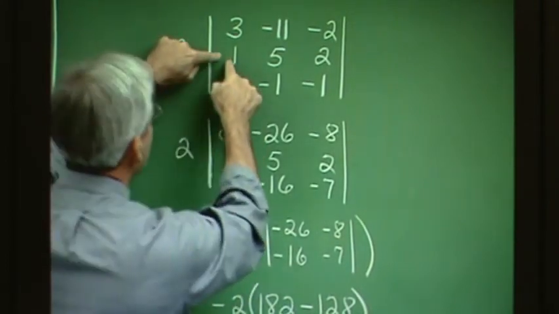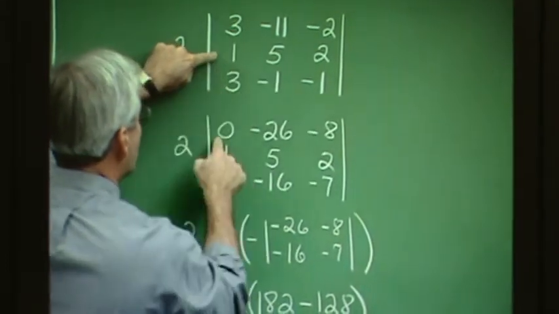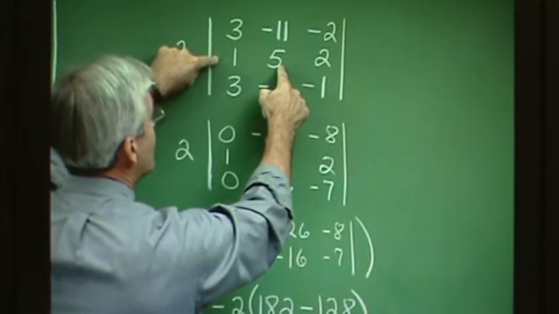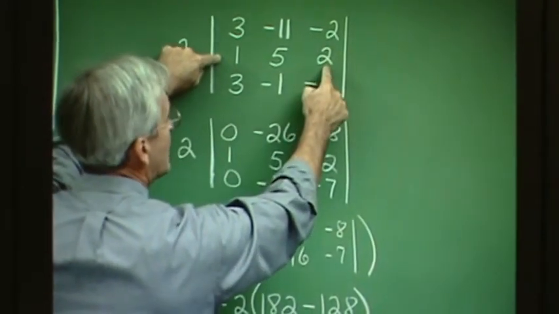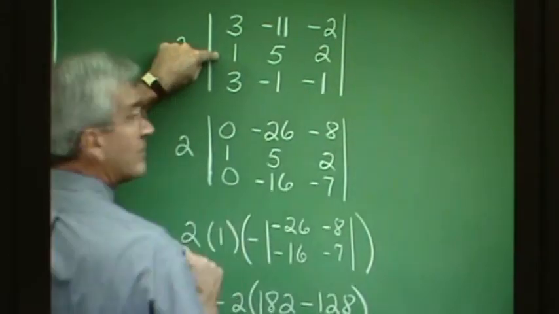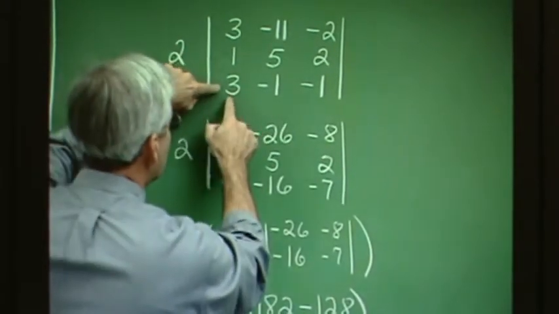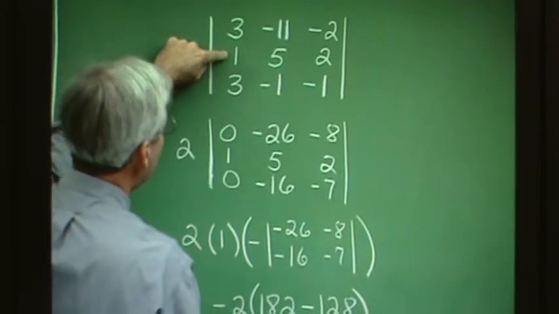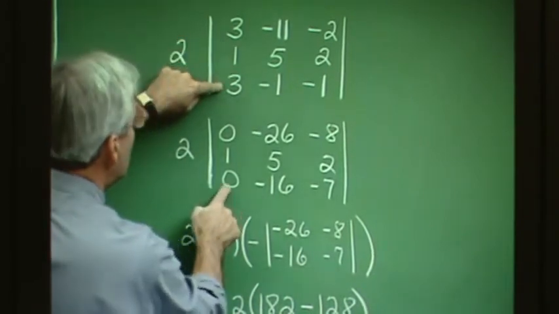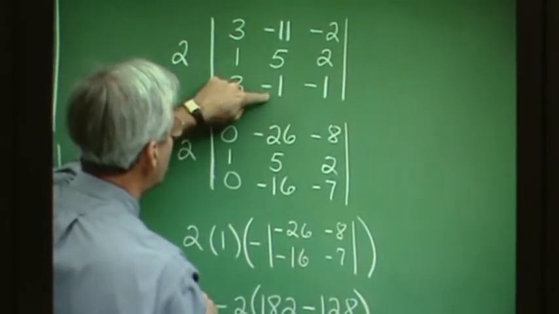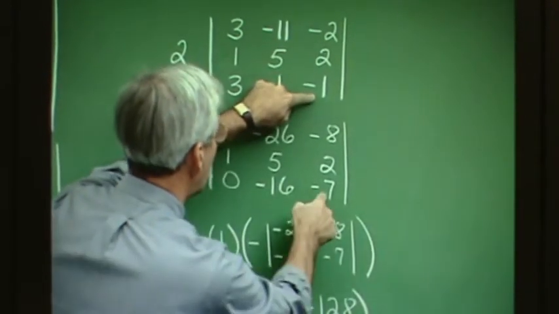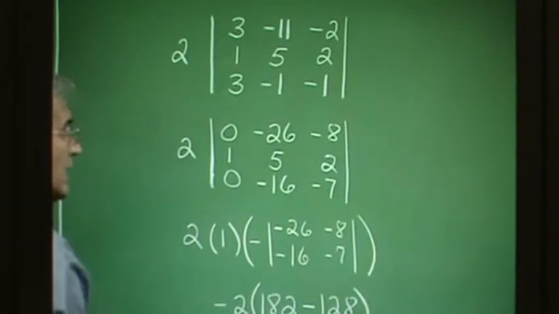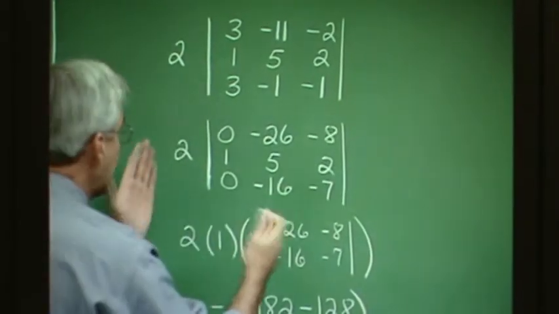So it's negative 3 times 1 is negative 3 plus 3, 0. Negative 3 times 5 is negative 15, with negative 11 is negative 26. Negative 3 times 2 is negative 6, with negative 2 is negative 8. And then same idea against this third row. Negative 3 times 1, negative 3 plus 3, 0. Negative 3 times 5, negative 15, with negative 1, negative 16. Negative 3 times 2 is negative 6, with negative 1, negative 7. All right, and then away we go with finding this.